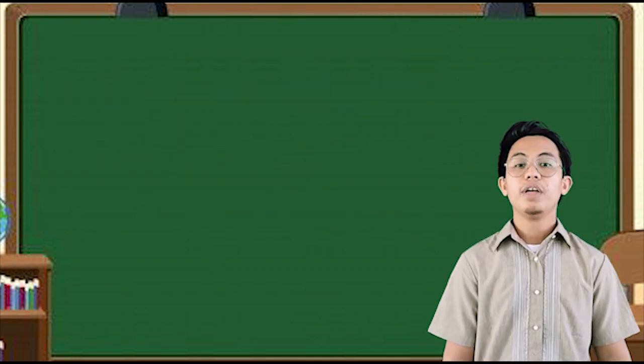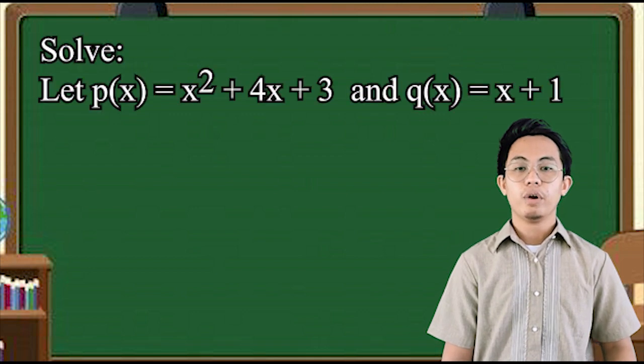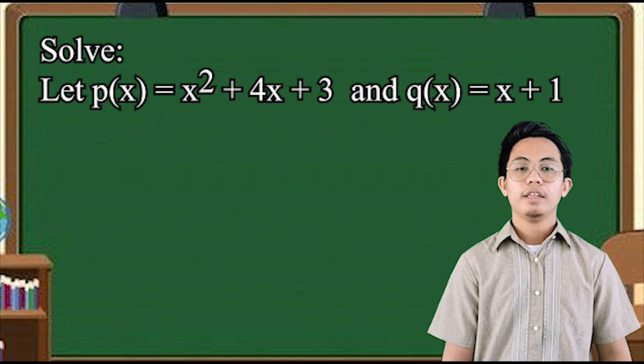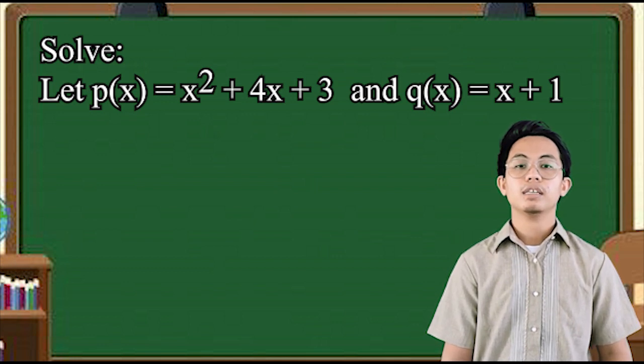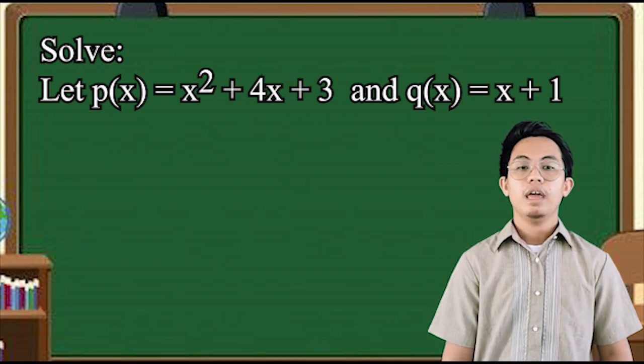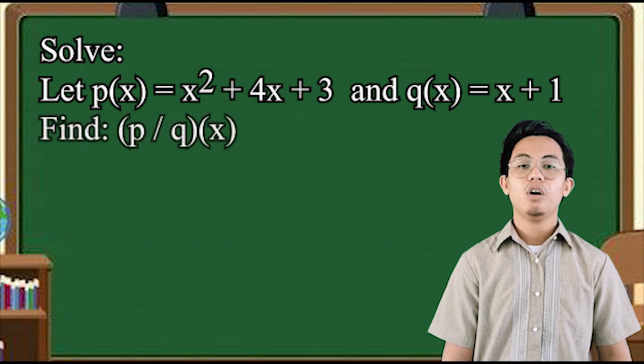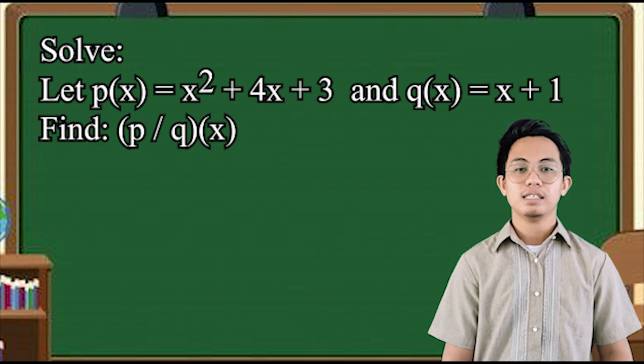We have p of x equals x squared plus 4x plus 3, and q of x equals x plus 1. And we need to find p over q of x. You can try to solve this in 15 seconds.